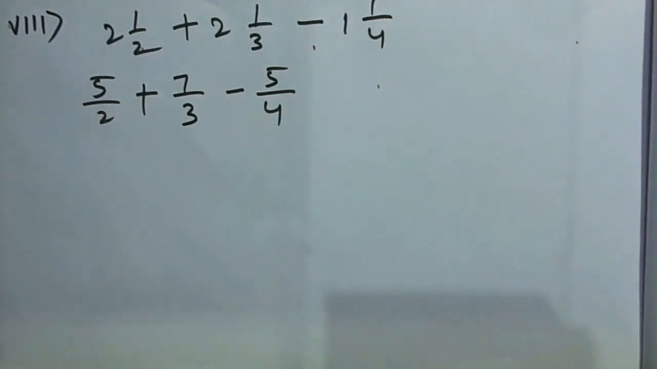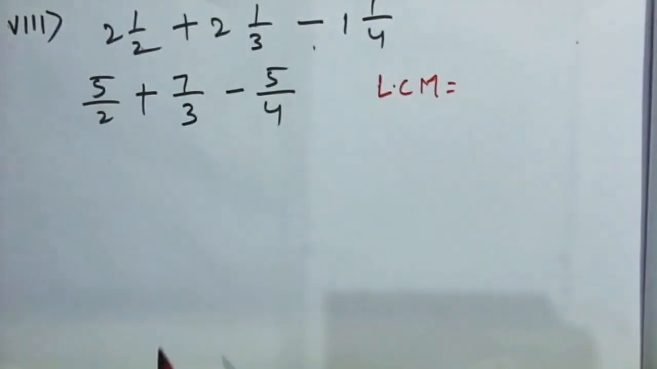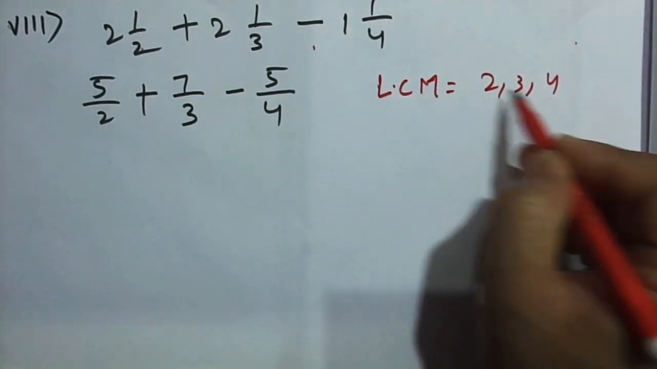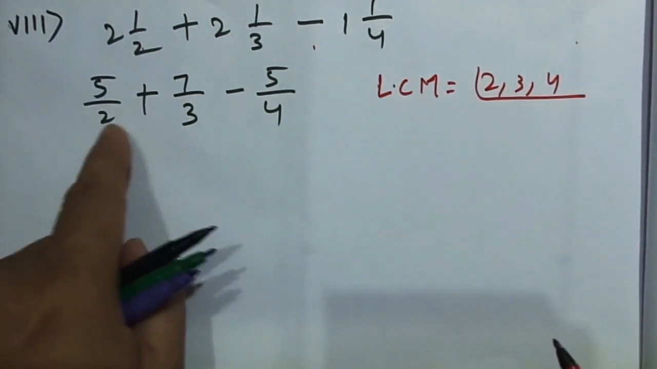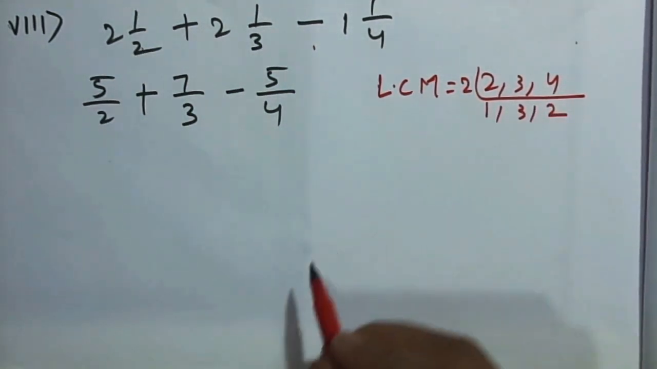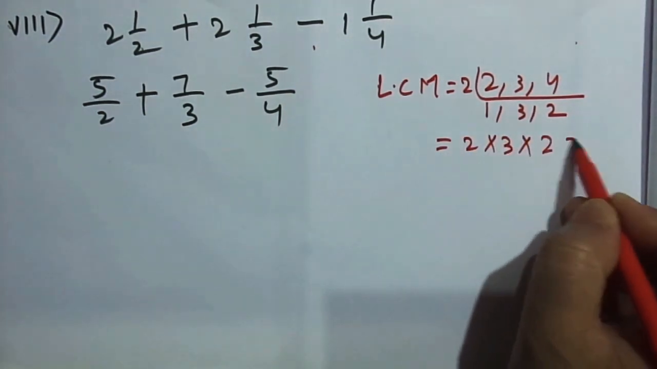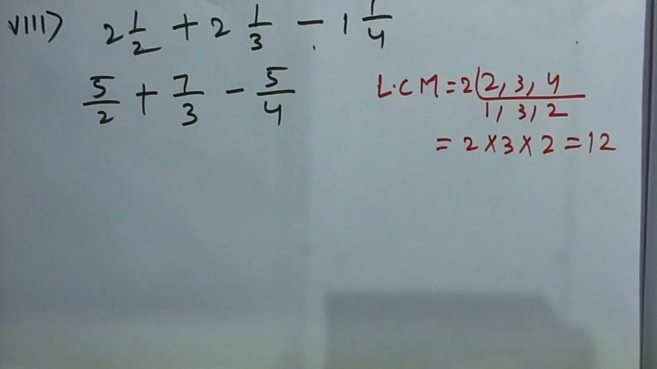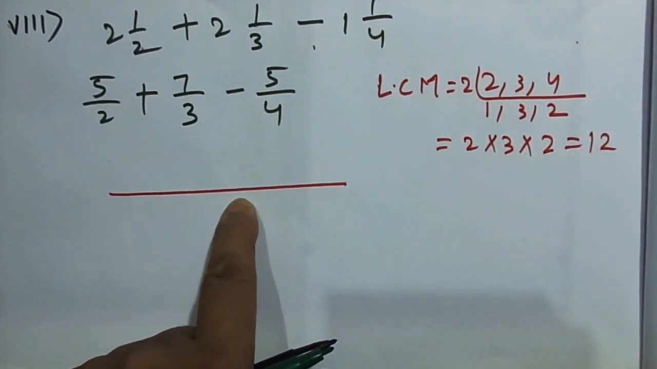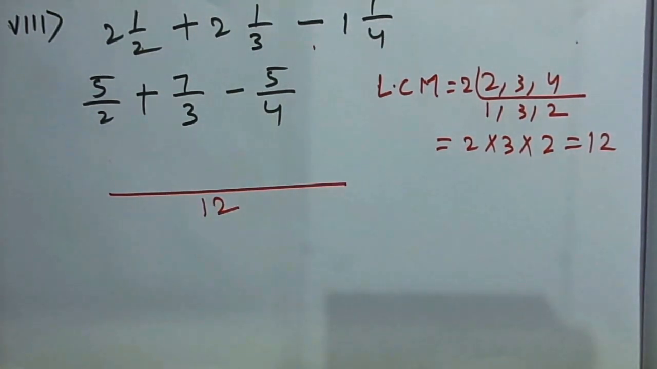Now what we need to do, and you will shout LCM. LCM of what? 2, 3 and 4. Why? Because they have different denominators. 2 1 times, 3 2 times is equal to 2 into 3 into 2 is equal to 12. Therefore, my denominator over here will be the LCM, which I found out right now.